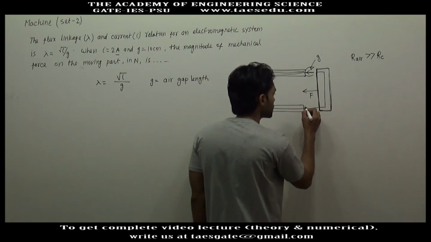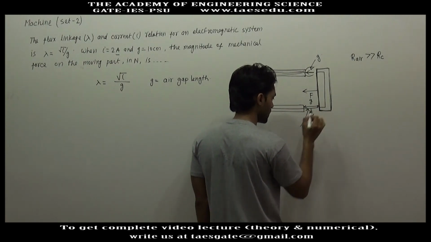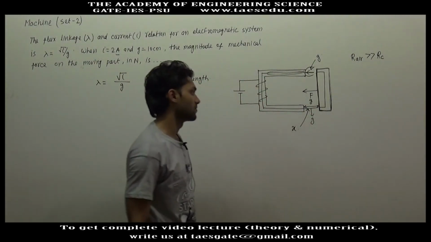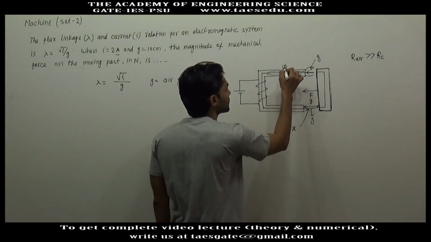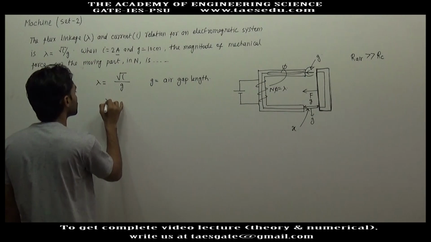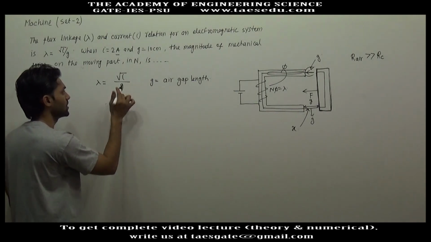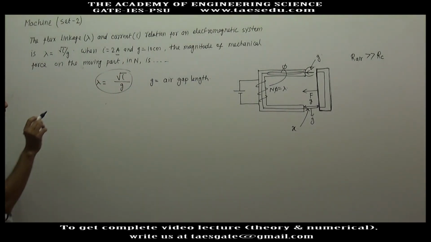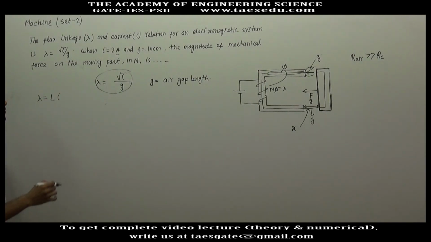Okay, so this length is given as g. This will be variable, so to solve it, I will assume this as x. This is variable length x. And the total flux linkage will be N into phi. This is given as lambda. So lambda is related as lambda equals root I divided by g. In a simple system, we have studied that total flux linkage is equal to L into I, where L is a constant. L is the inductance of the system.